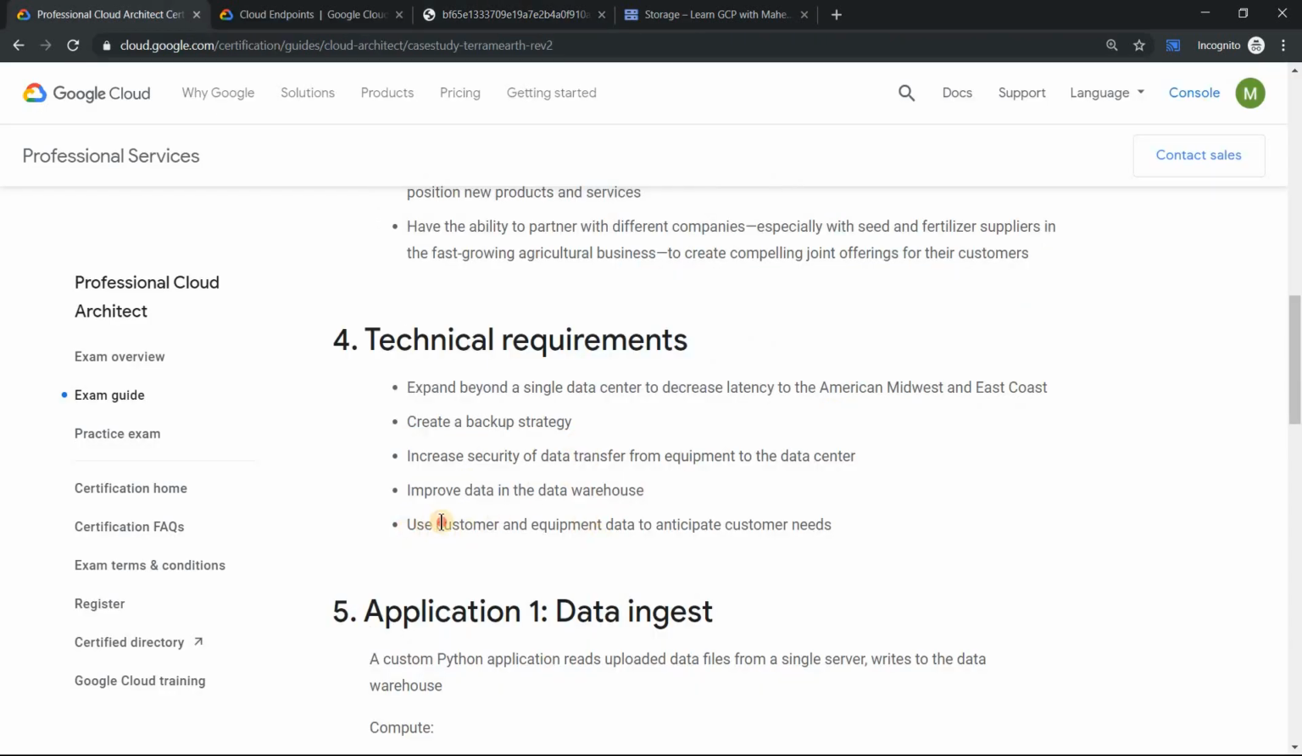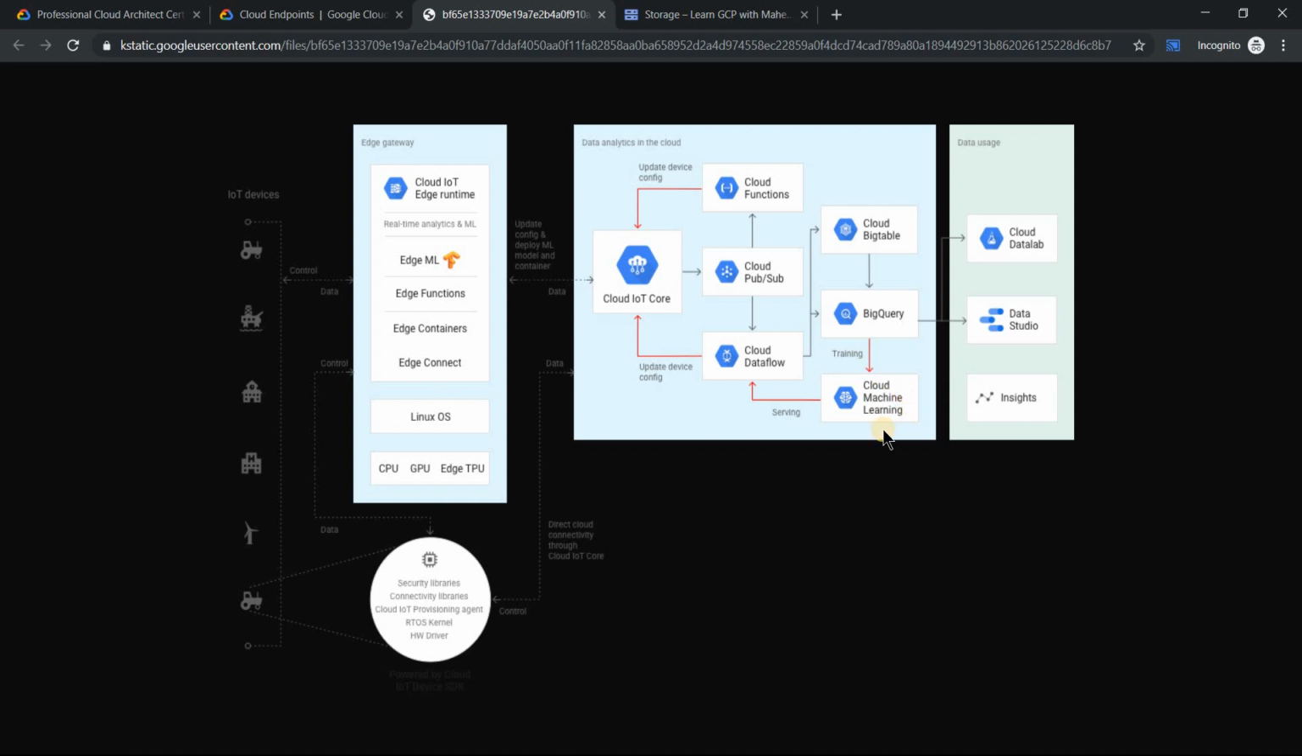And the last part, use customer and equipment data to anticipate customer needs. So this is again based on machine learning, like predicting based on what they have. So you try to predict your customer needs, whether there'll be more requirements for tractors to be manufactured, or would there be any more requirement for keeping the clutch plates of the vehicles well in advance. So it could be all based on that. And again, your Cloud machine learning will come into the picture.